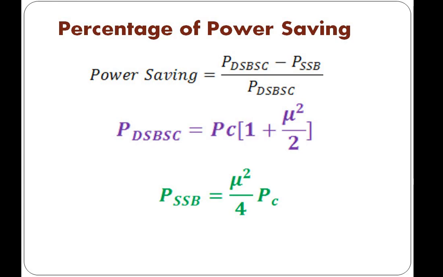Okay, now using the formula, you have to find the efficiency. Substitute mu equal to 1 and mu equal to 0.5, and tell me how much percentage of power is saved for mu equal to 1 and mu equal to 0.5.